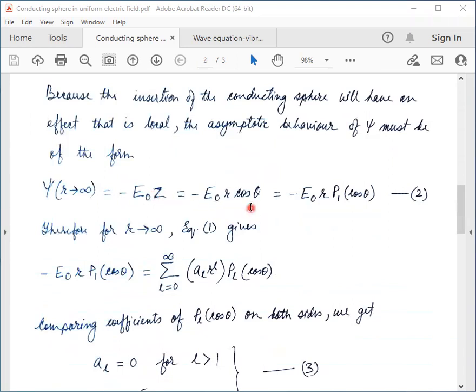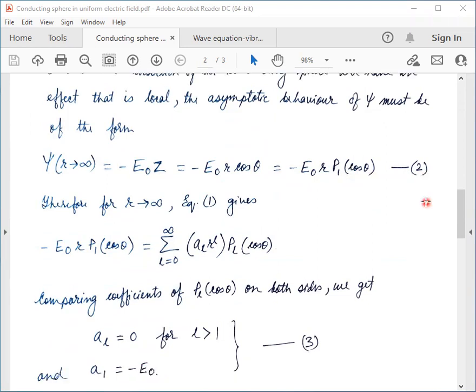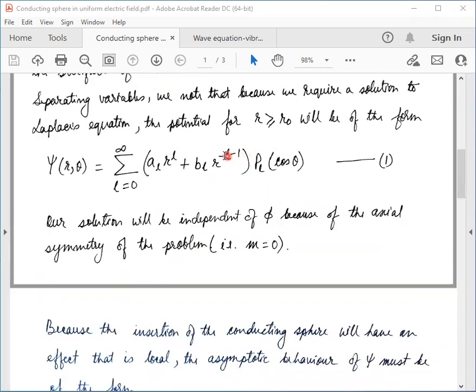So z is r cos theta, and cos theta is nothing but P1. We call this equation number 2. Therefore, when you put r tends to infinity in equation number 1, this term vanishes. This term vanishes. What remains is only this term.